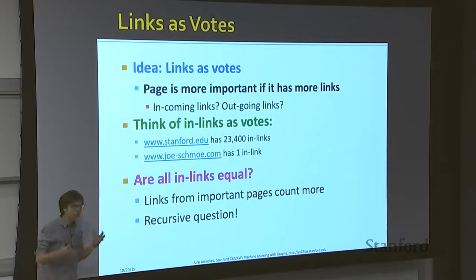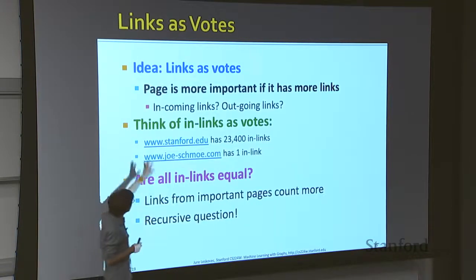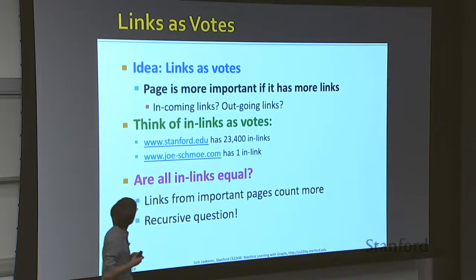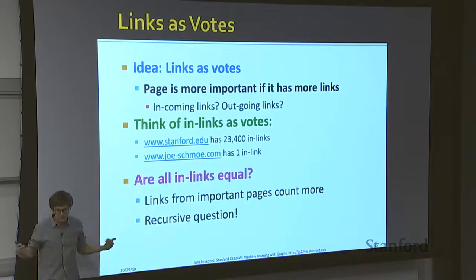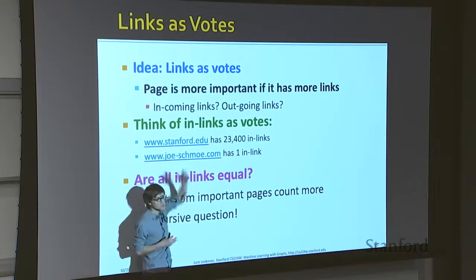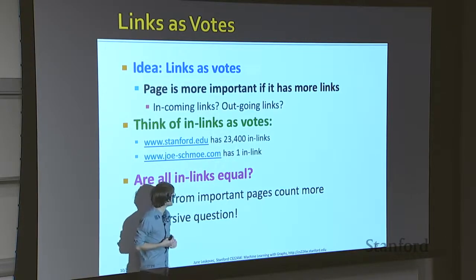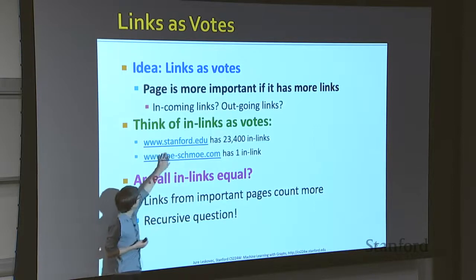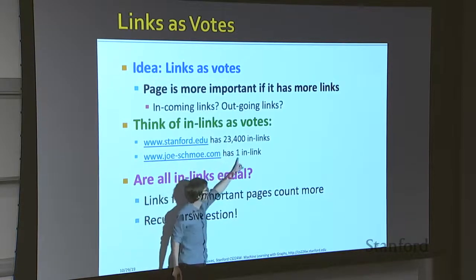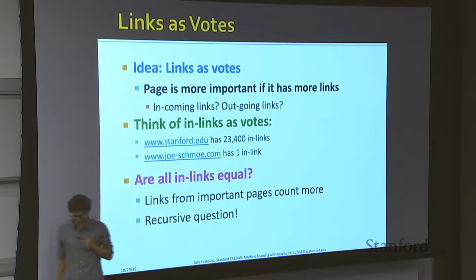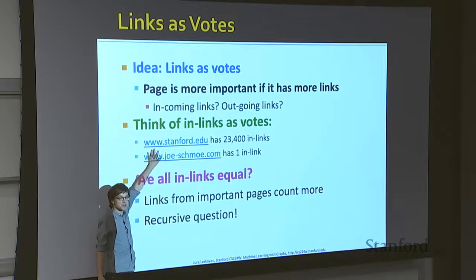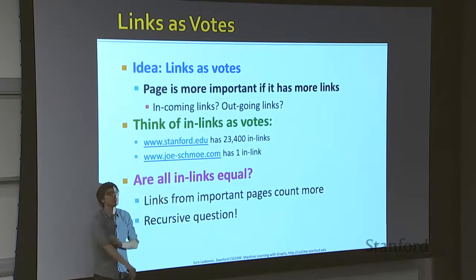Okay? Here is how we think of this. We think of this as saying links are like votes, right? We will say a page is important if it has a lot of links. Then we need to decide, is it incoming or outgoing links? So, you know, Stanford.edu can have a lot of in-links. Some unknown guy gets one in-link, for example, if they're lucky. So then you could say, okay, I will just do it based on the number of links that the page gets.